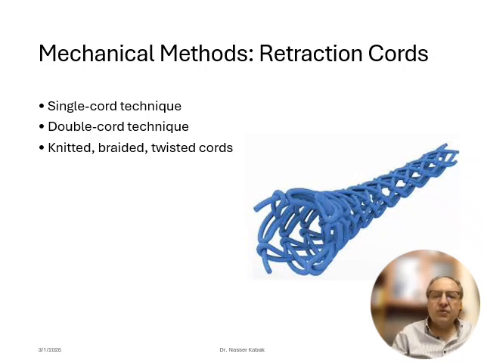There are different types of cords, but when we use non-impregnated retraction cords, this means that we are using the mechanical method. This cord will absorb the fluids and subsequently it will enlarge the area where it sits, and this is called the mechanical method of displacement.